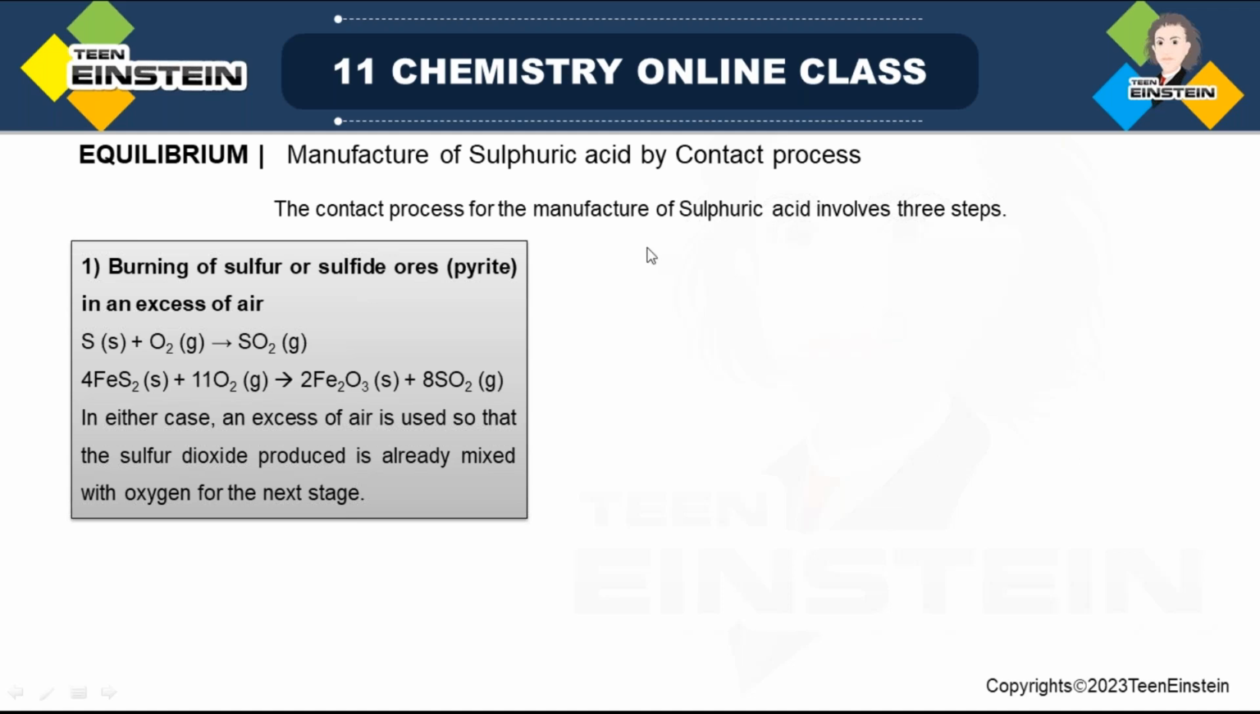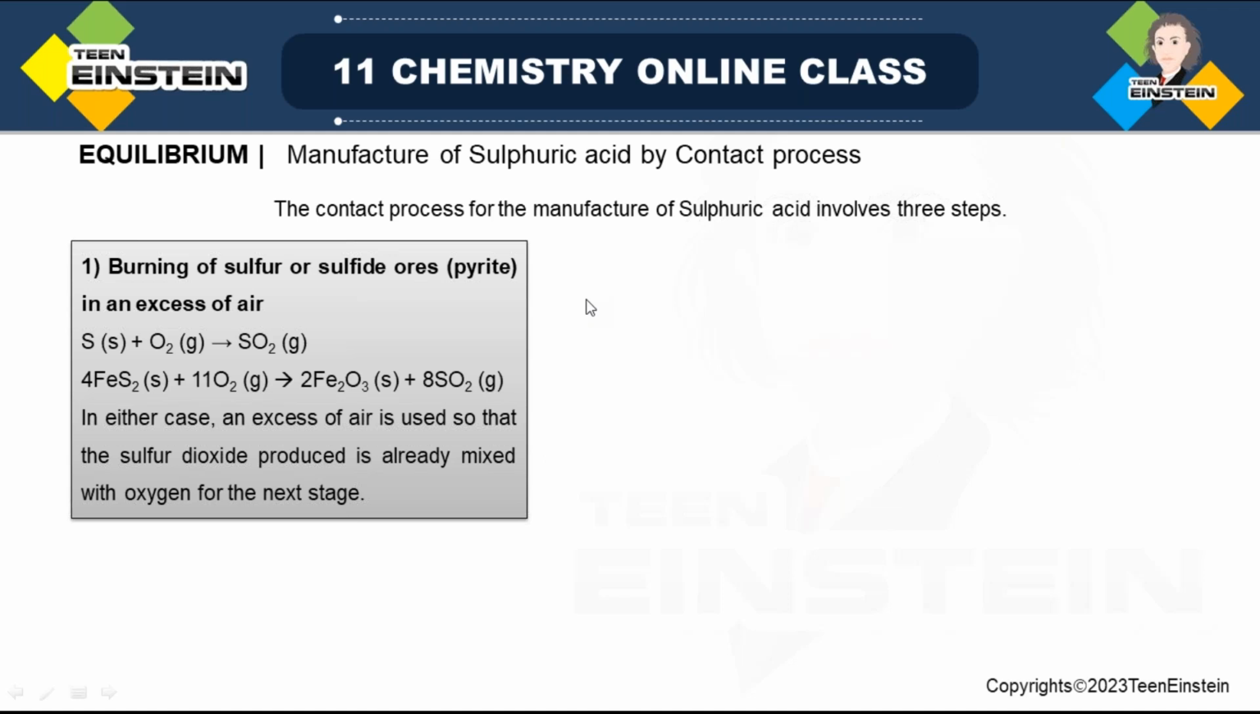One manufacturing process, which is Haber's process, in which we synthesize ammonia, we finished in the last class. Now the second manufacturing process is for sulfuric acid, and the process by which sulfuric acid is produced is known as the contact process. In this process, there are basically a total of 3 steps, and one by one we will see all the steps.